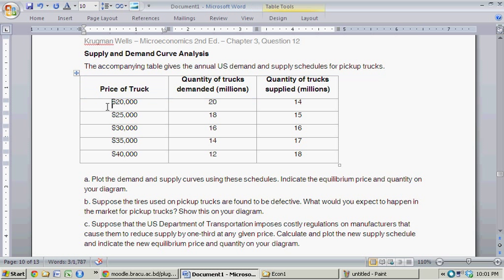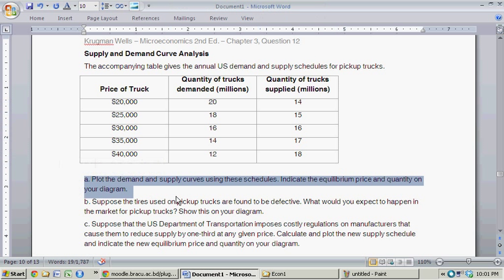So for pickup trucks, these are the prices. At $20,000, the quantity demanded of trucks is 20 million, while the quantity supplied is 40 million. At $25,000, quantity demanded is 18, quantity supplied is 15. At $30,000, quantity demanded is 16, quantity supplied is 16. At $35,000, we have quantity demanded of 14 million and quantity supplied of 17 million. And lastly, at $40,000 for the price of a truck, quantity demanded is 12,000 and quantity supplied is 18,000.